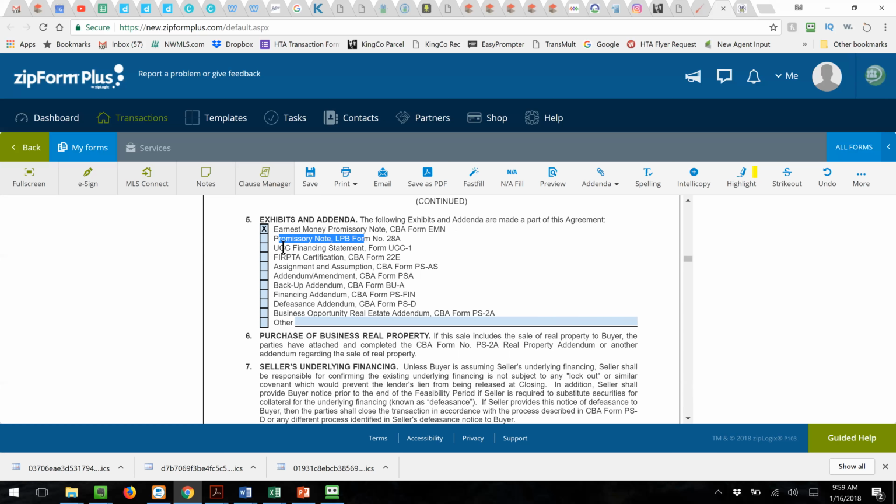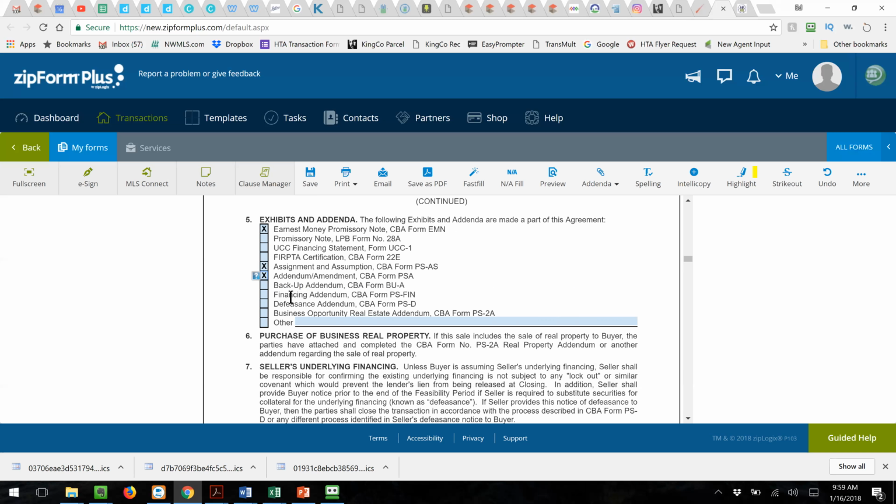A UCC is like a deed of trust, but for equipment. So since there's no real estate, if they were going to carry a note, you probably would have a UCC filing to make the equipment the collateral. So if you stop paying, they could take back the equipment. FIRPTA is whether the seller is foreign. Assignment and assumption, we already said we want that. Addendum would be the blank page that we added, right?